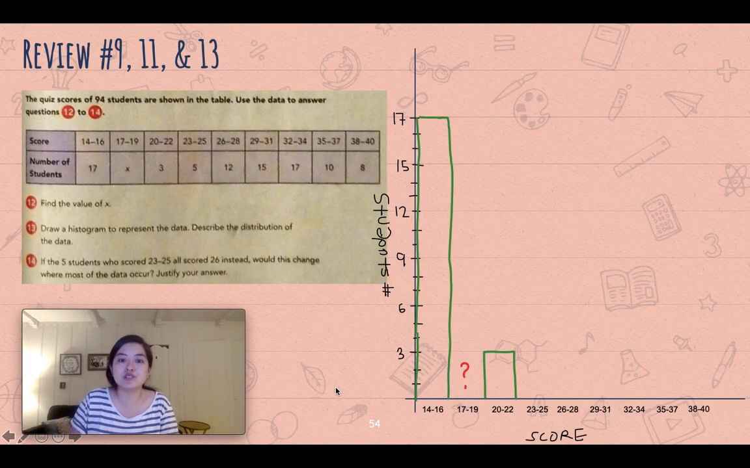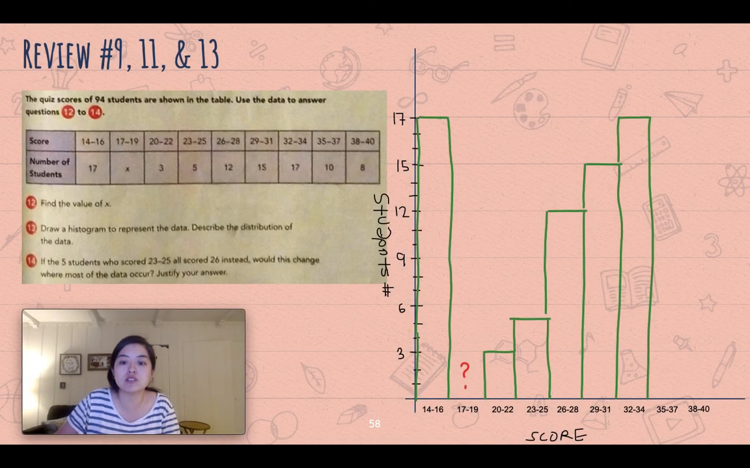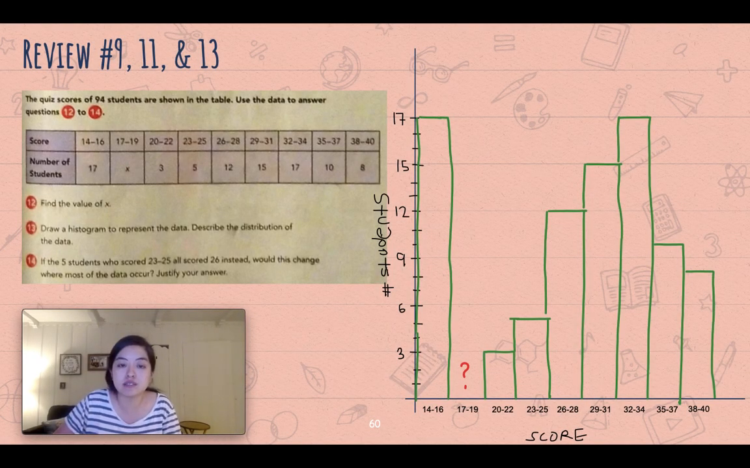Between 20 and 22, there's 3 students. 23 and 25, there's 5. 26 and 28, there's 12 students. Between 29 to 31 points, there's 15 students. Between 32 and 34 points, there's 17 students. Between 35 and 37 points, there's 10 students. And between 38 and 40 points, there's 8 students there. Okay, so that's number 13.